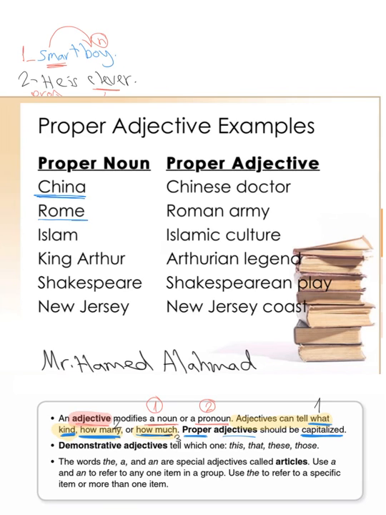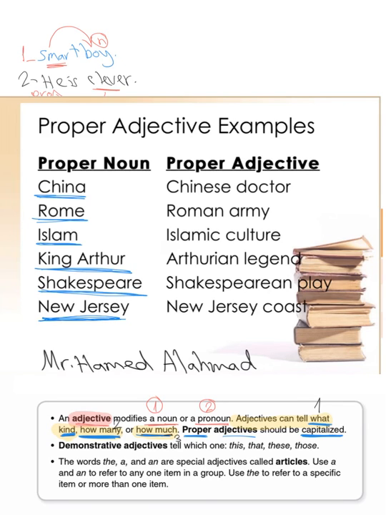And the same, we have Rome, a proper noun. We have Islam, which is our religion that we love and we're proud of. Then we have King Arthur, and this is the name of a legendary king. And here we have Shakespeare, the name of a very famous writer and poet. And we have New Jersey, which is the name of a state. So these are all proper nouns. How can I use them as proper adjectives? When they are used as adjectives, they will be proper adjectives.